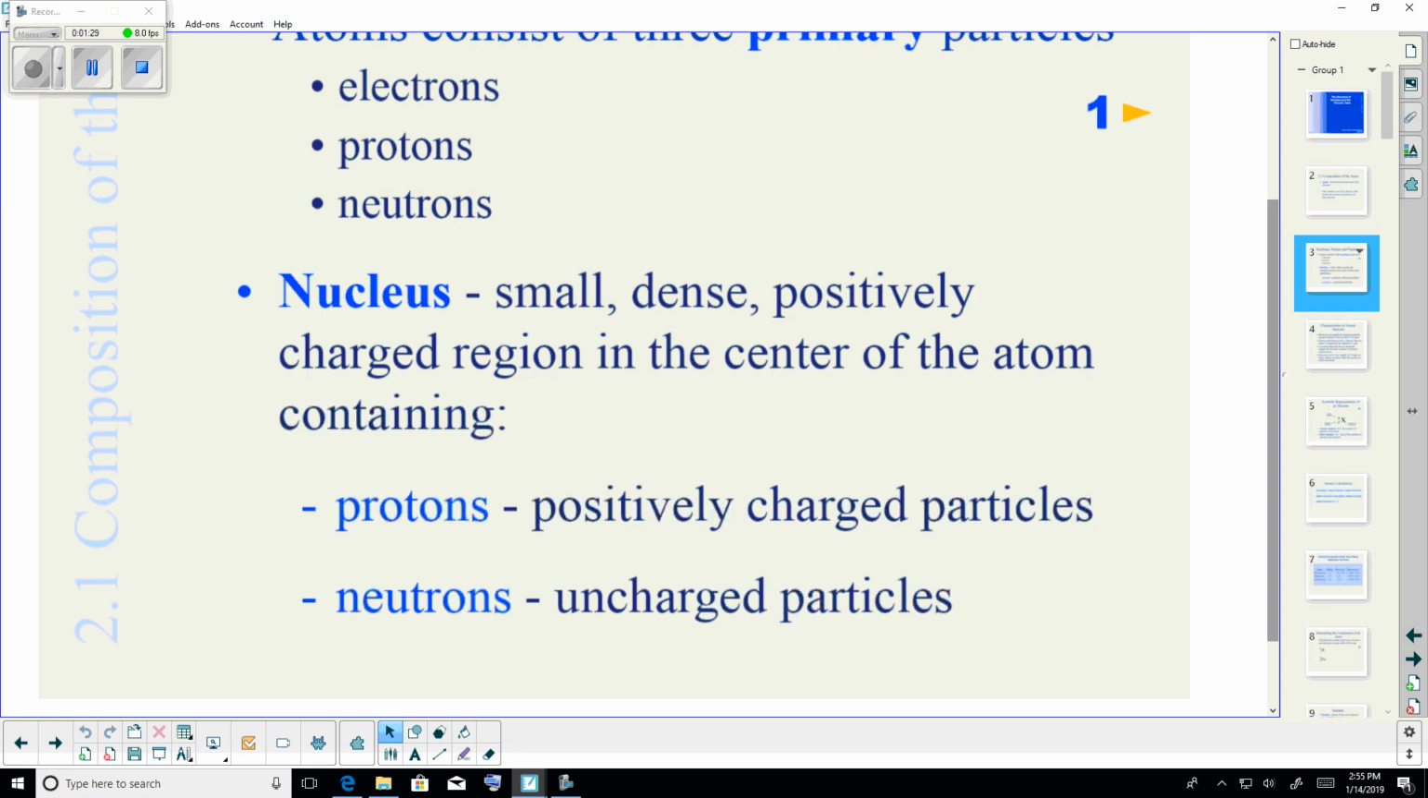A proton walks into a bar, asks the bartender for a drink. Bartender says, "Are you sure?" Proton says, "I'm positive."